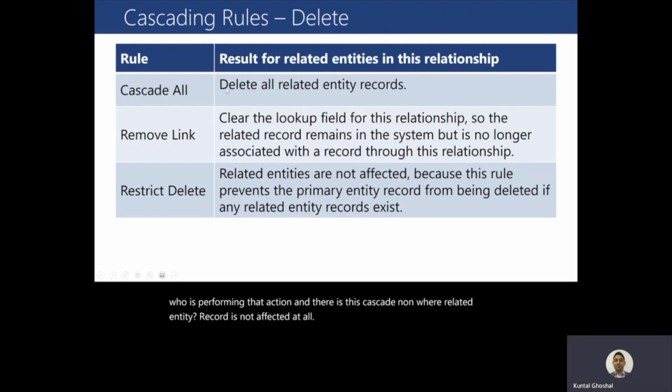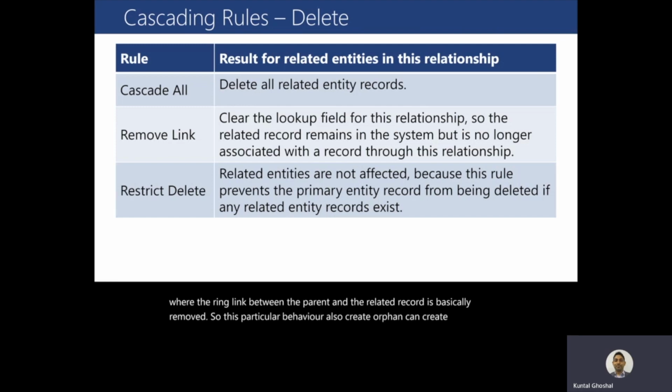When you are deleting, these are the cascading rules that get applied. Cascade all, which basically deletes all the related entity records. Remove link, where the link between the parent and the related record is removed. So this particular behavior can also create orphan records.